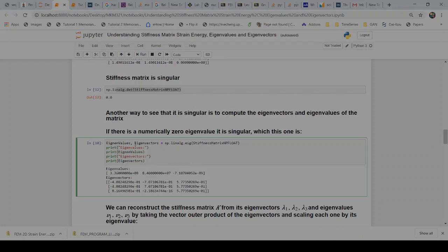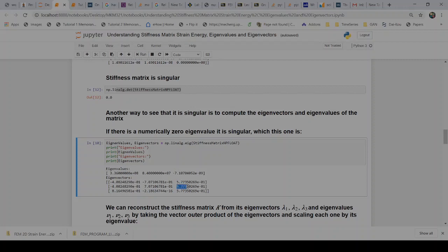If I compute the eigenvalues and eigenvectors with np.linalg.eig, I get eigenvalues that are non-zero, non-zero. Ooh, look at this one, 10 to the minus 9. These ones are 10 to the 7, 10 to the 8. This is our numerical zero value. So this is our eigenvalue that's zero. If you look at the columns here, this is the same value, but this is different. This and this are different. They're similar values, this is opposite sign, this is different.